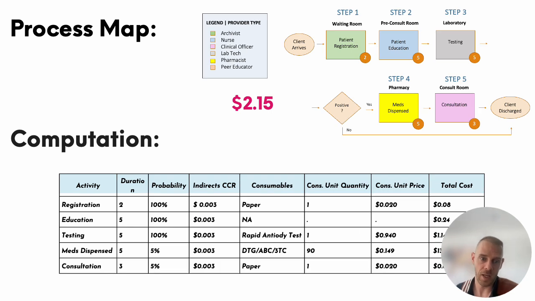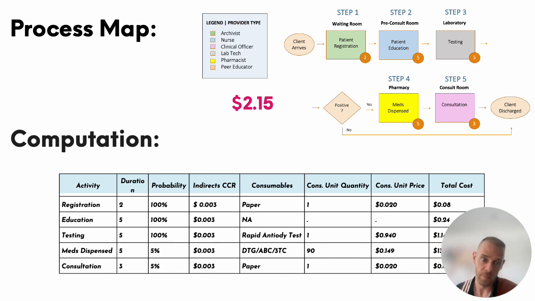And looking at these 5 different steps, we can also see the costs and computations related to indirect costs and the capacity cost rate associated with it, consumables, and then ultimately the total cost across all of these different resources. So the final cost associated with this care delivery process is $2.15. Now, why is it $2.15 if just looking at the meds dispensed row, we can see that already costs over $13? Well, the answer to that is that the final cost is represented by the cost of each activity, but then multiplied by the probability that that activity occurs.